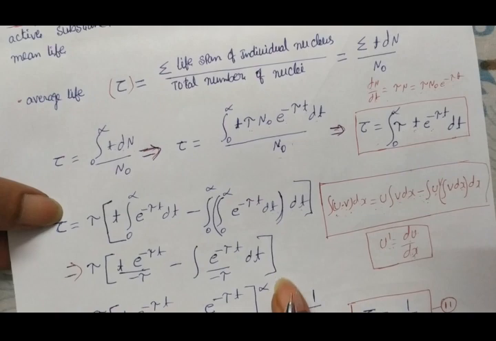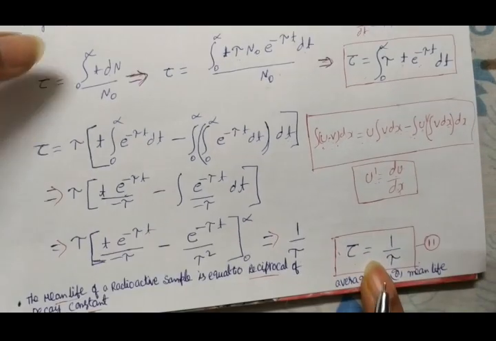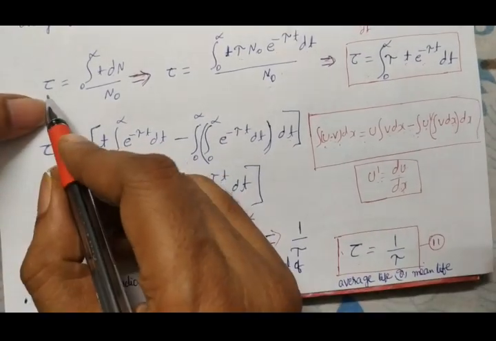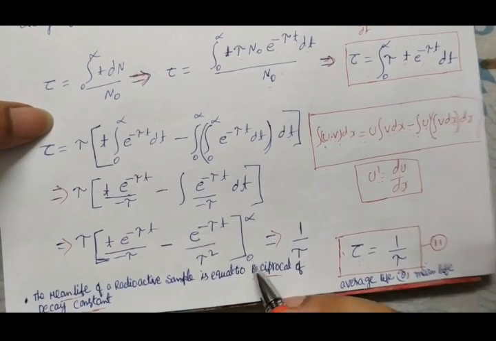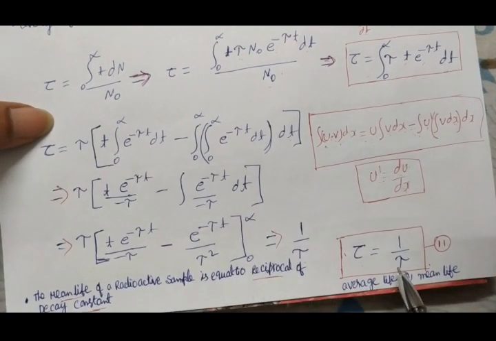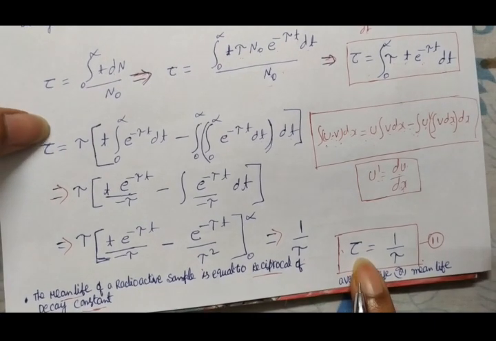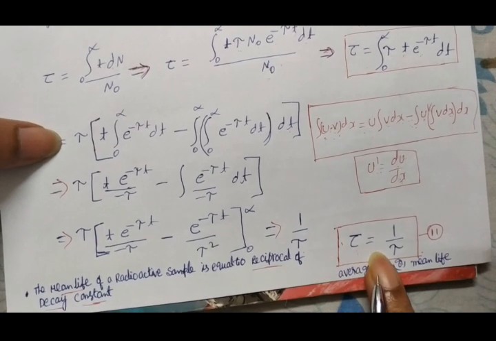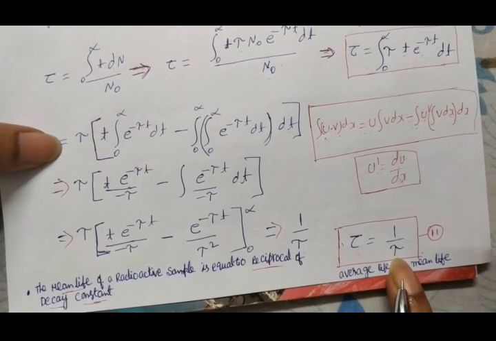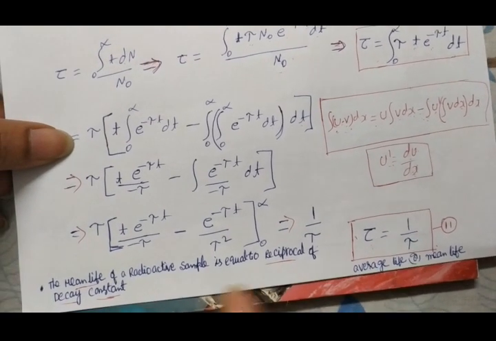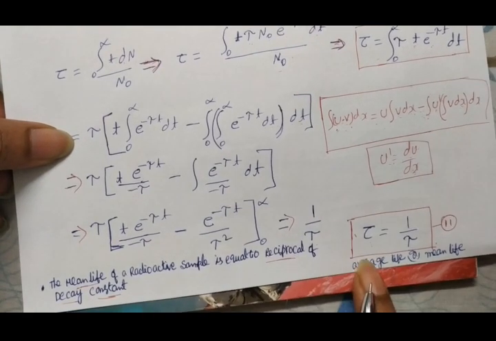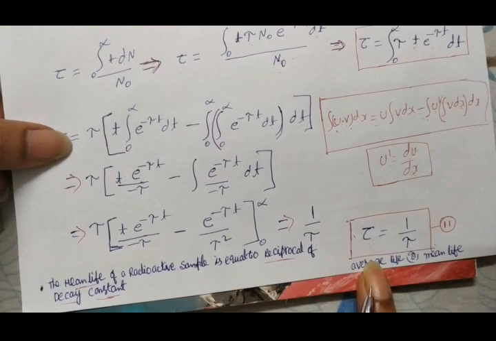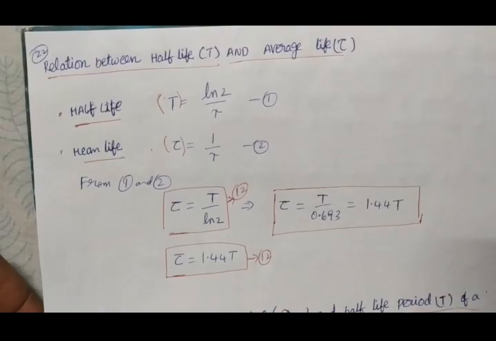So directly after solving this, we finally get that the average life tau is equal to 1 by lambda. After solving all this, after applying limits 0 to infinity, we get 1 by lambda. So what do you say from this? From this relation, the average life is equal to the reciprocal of the decay constant. The mean life of a radioactive sample is equal to the reciprocal of the decay constant, we can write like this.